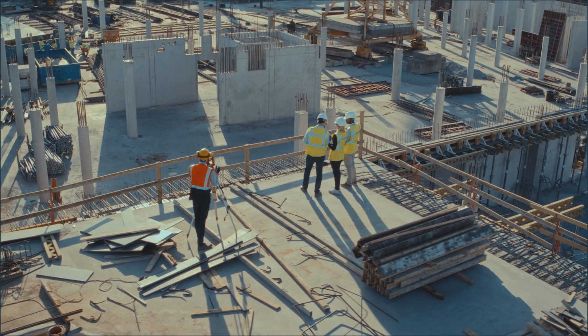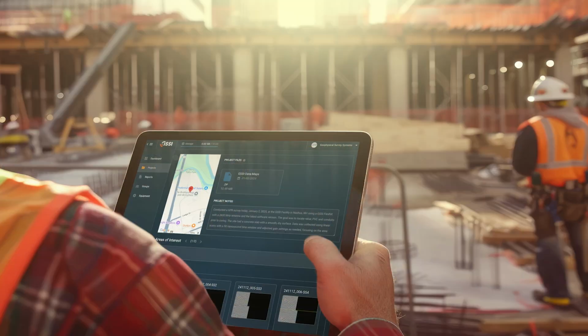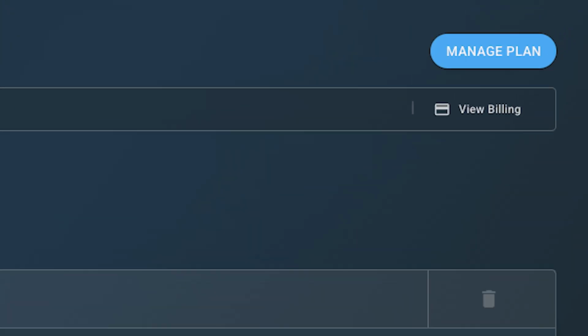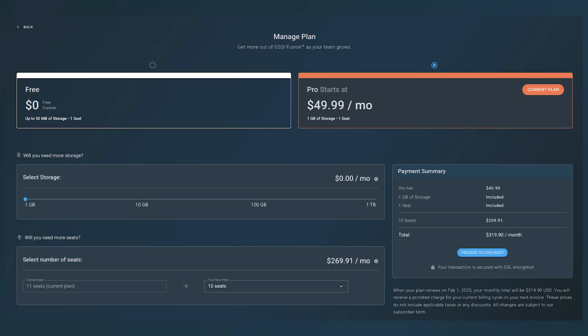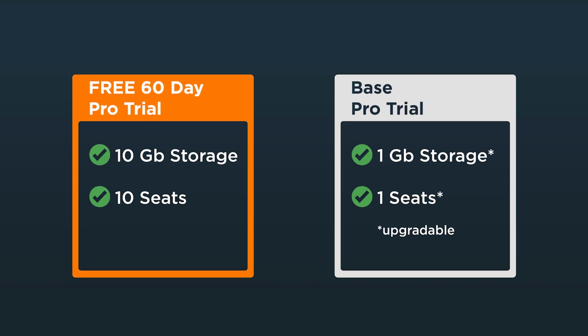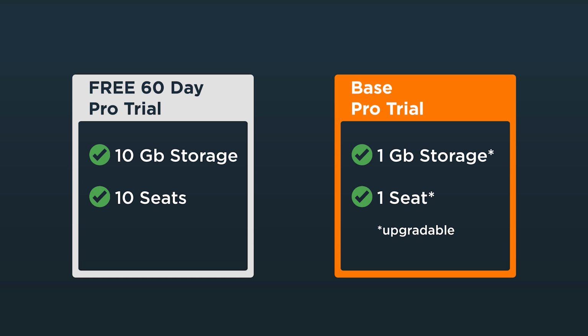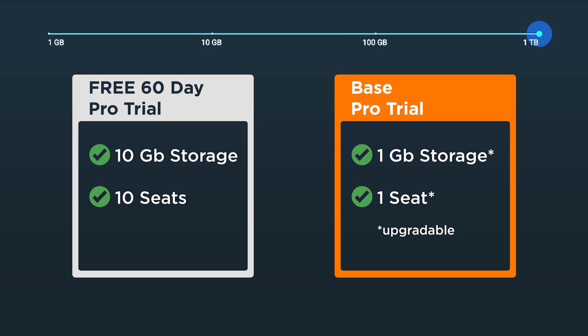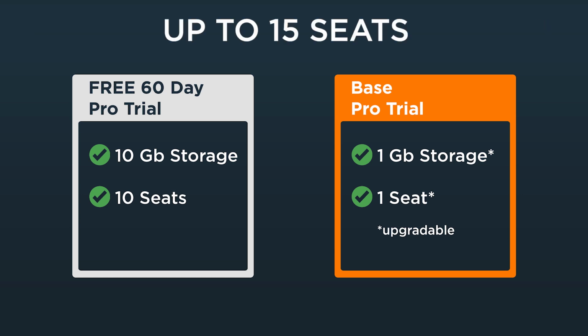If you and your team determine that Fusion is a suitable solution for your company, you may wish to upgrade to a Pro account before your 60-day free trial expires and your account reverts to a free account. The free Pro trial provides 10 gigabytes and 10 seats. The base Pro plan provides 1 gigabyte and 1 seat, with options to upgrade from there. Upgrade options for Pro accounts include selecting from 1 gigabyte to 1 terabyte of storage and up to 15 seats.